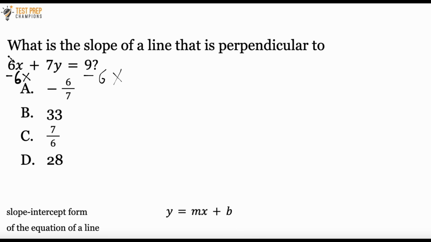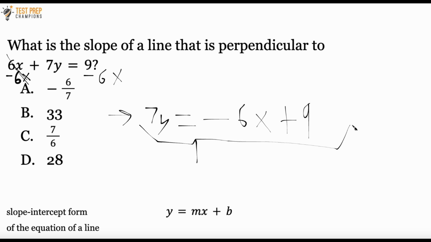Now when I do this, 6x minus 6x cancels out over here. So when I rewrite this, I'll have 7y equals negative 6x plus 9. Right, so again, I subtracted 6x from both sides. So over here, I'd have 9 minus 6x, which is the same as negative 6x plus 9. So I'm just writing it like this because I want to try to make this 7y equals negative 6x plus 9 look like y equals mx plus b.